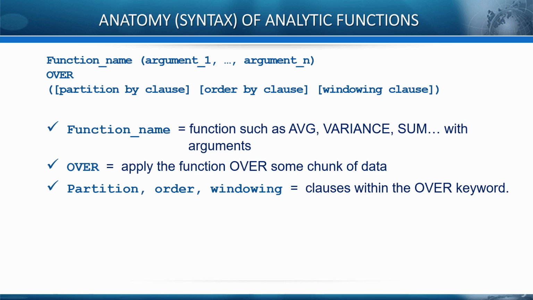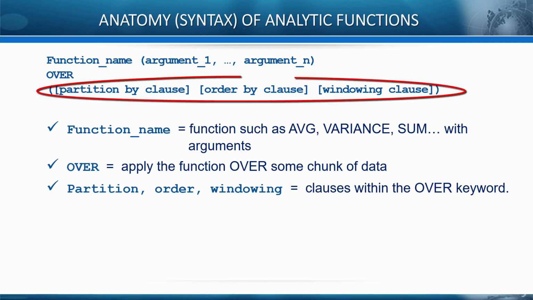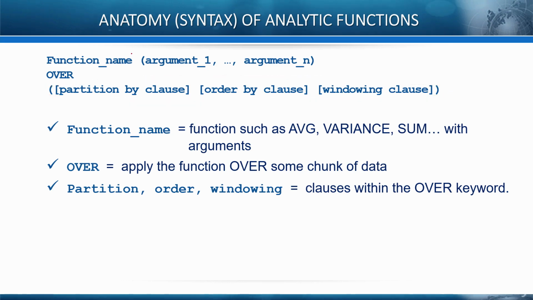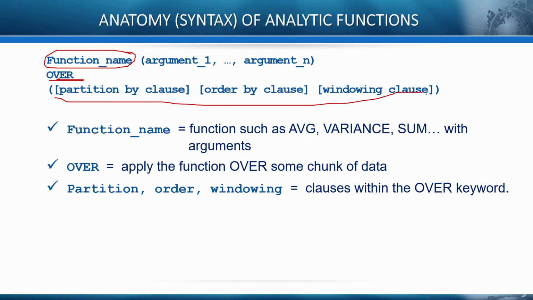The meaning of the word OVER in this statement is pretty straightforward. It tells Oracle to apply the function, in this case it could be sum, over some chunk of data. And in the course of this lesson, we are going to explore how we define that chunk of data. So it simply tells Oracle, take whatever function I have defined here and apply it over some chunk of data.